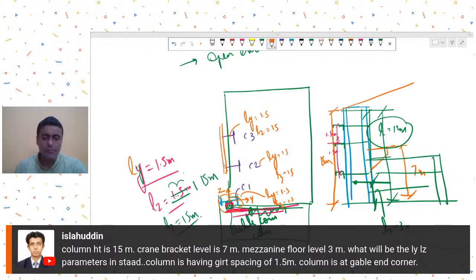Therefore I said that I would still continue to take the same LZ as 15 meters and design this gable corner also. However, it was getting a support from the gable girts, and you could have taken LZ of 1.5, but personally I would continue to take LZ of 15. Okay, good.